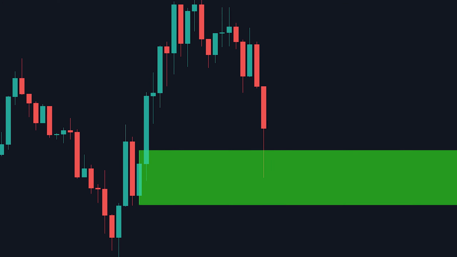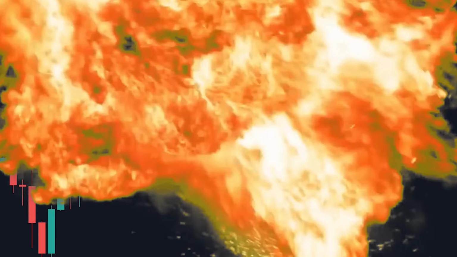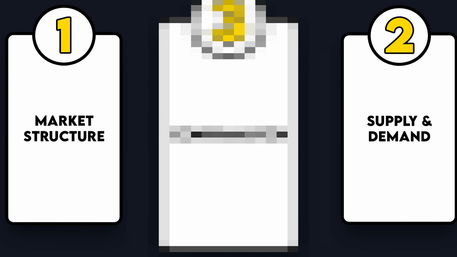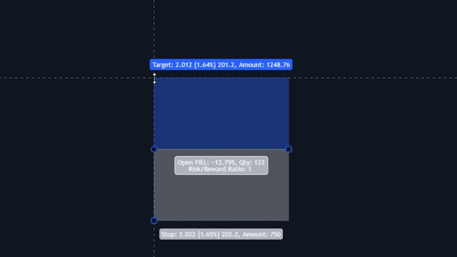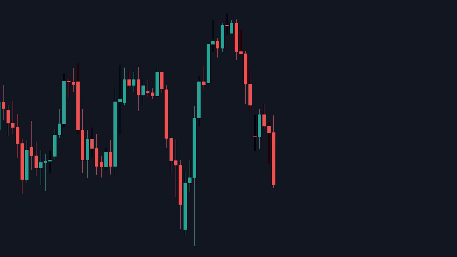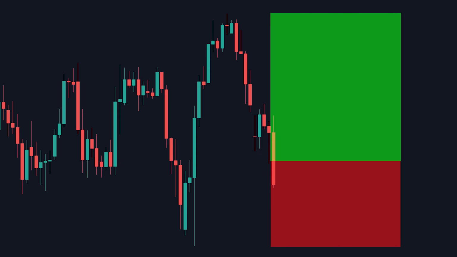So now that you know just how powerful this strategy really is, let's go to the third and final step on how to improve the strategy even more. Our last step involves risk to reward. Sometimes while using this strategy, you'll get a trade that checks all the boxes, but when you set up your stop loss and take profit, it has a low risk to reward, like in this example.